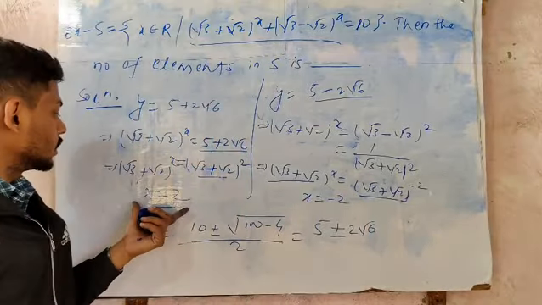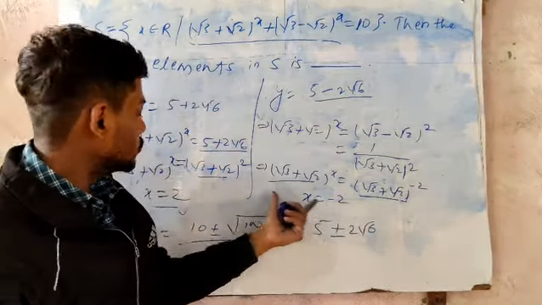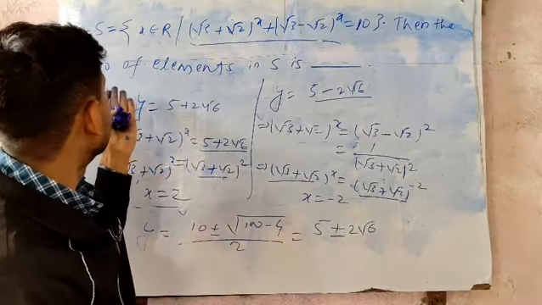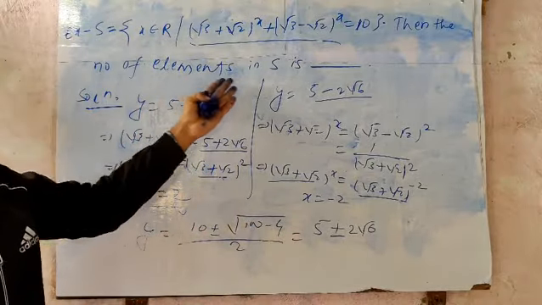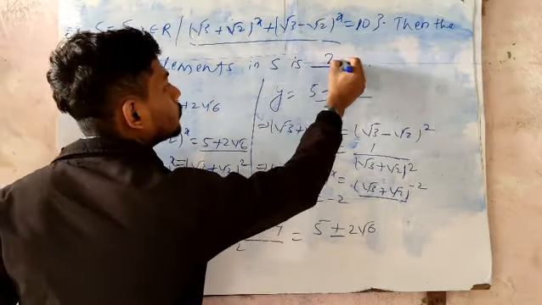We get x equal to 2, x equal to minus 2. Both are real. Then the number of elements in S is 2.